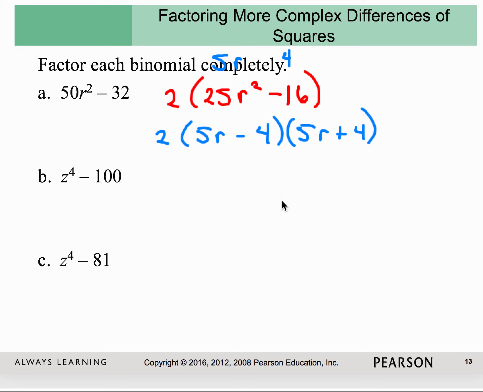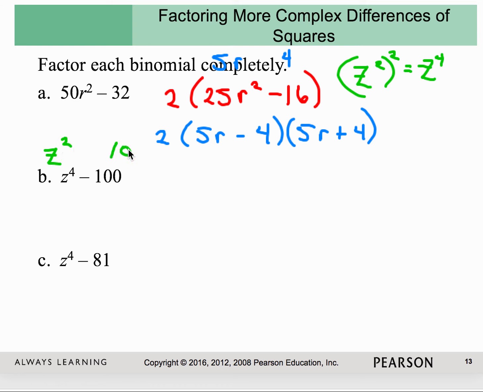Okay, look at this next one. It's not a square, but any even exponent can be a square. Because think about this, z squared squared is z to the fourth. So if I'm looking for the square root of this, it does have a square root.